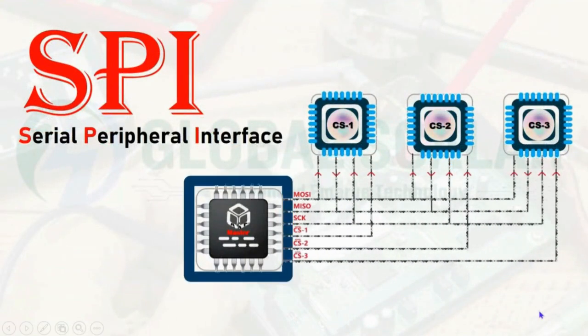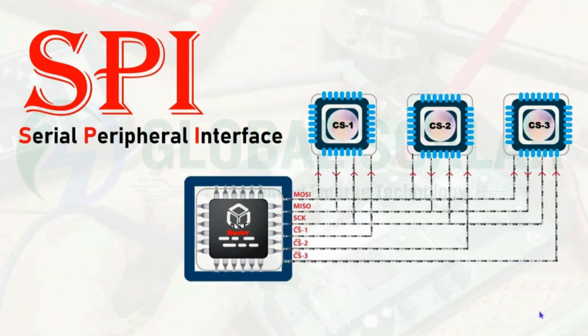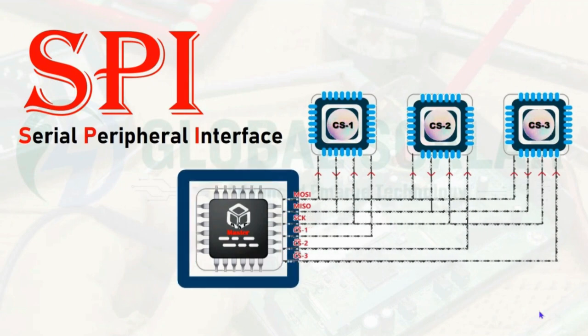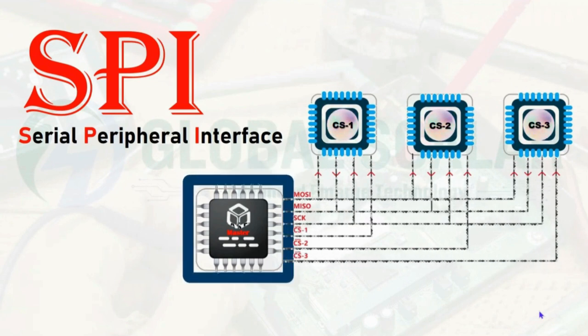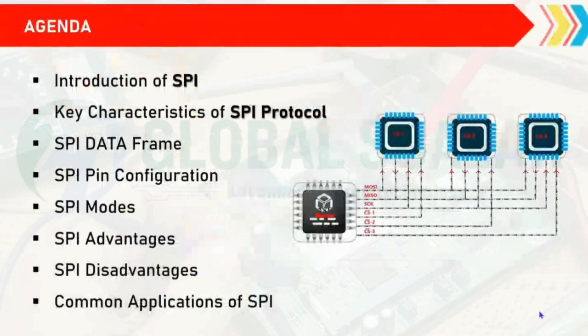The topic is about Serial Peripheral Interface. SPI protocol is a synchronous communication protocol used for data transfer between microcontrollers and peripherals like sensors, displays, and memory devices.